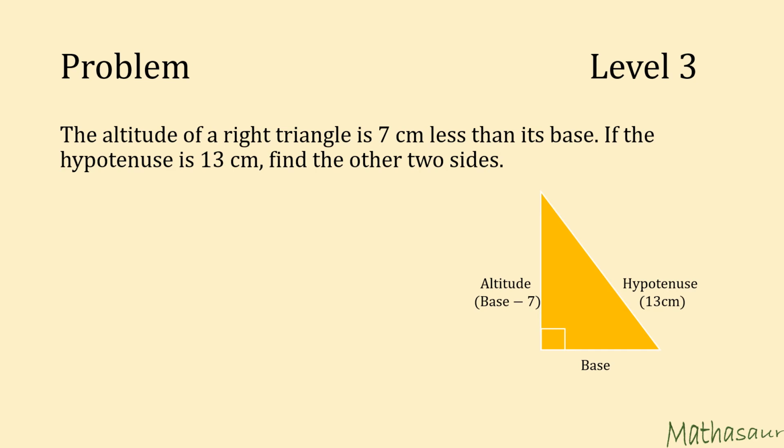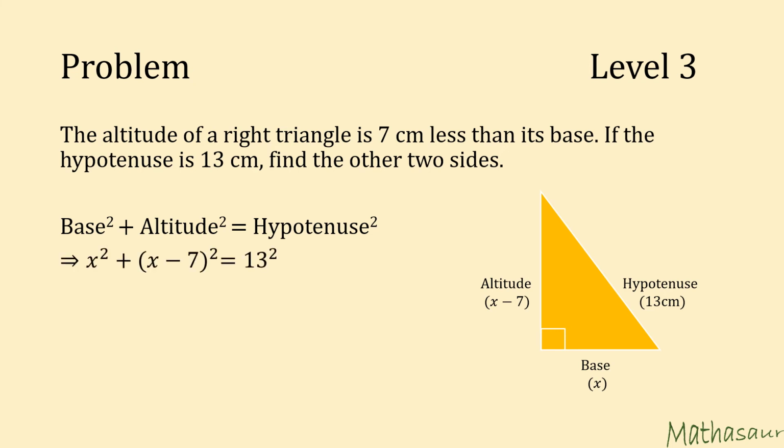Can you recall any property concerning all three sides of a right angle triangle? Yes, it is the Pythagoras theorem, which says that base square plus altitude square is equal to hypotenuse square. Now let us write the base as x centimeters. So the altitude becomes x minus 7 centimeters. Let us put these values in the Pythagoras theorem and open x minus 7 whole square.